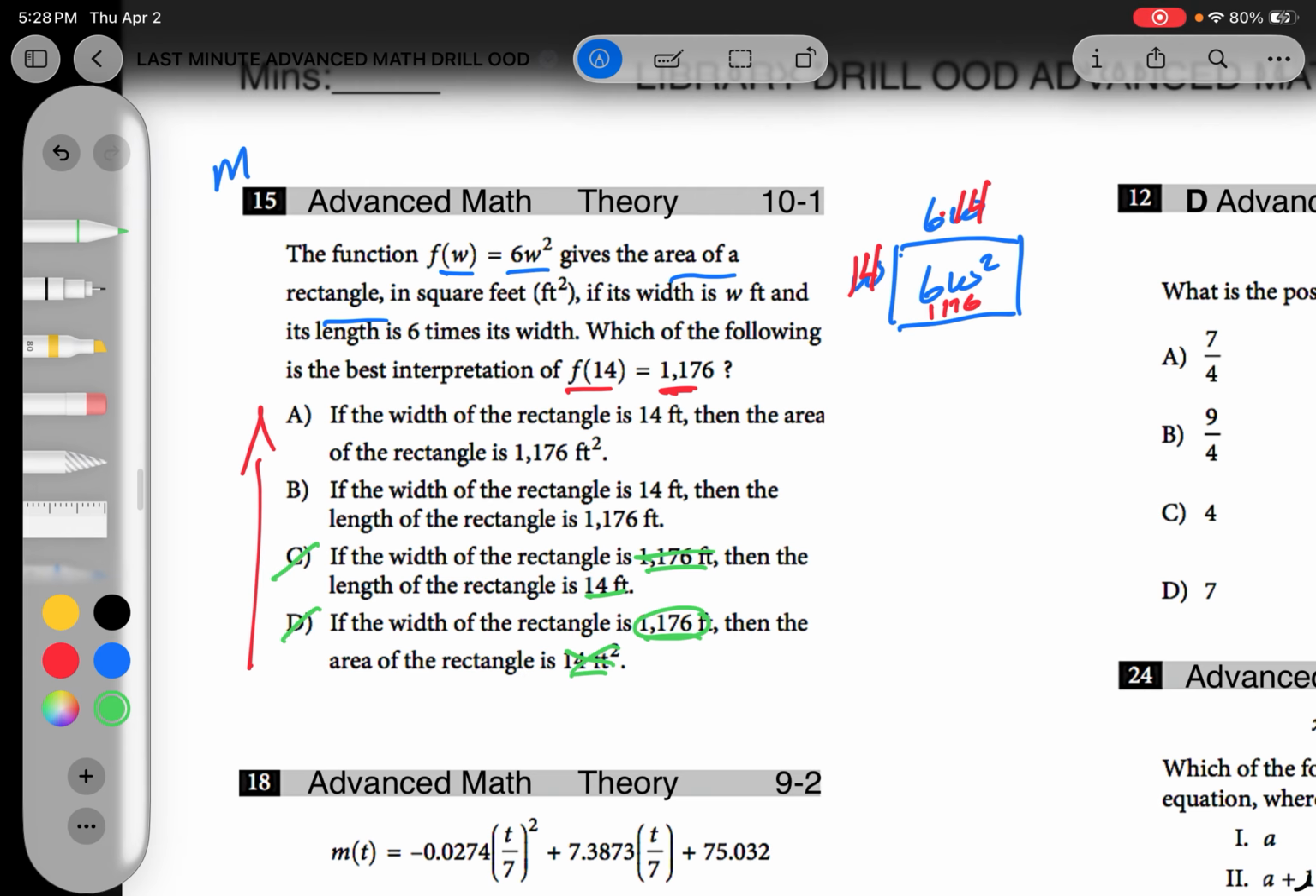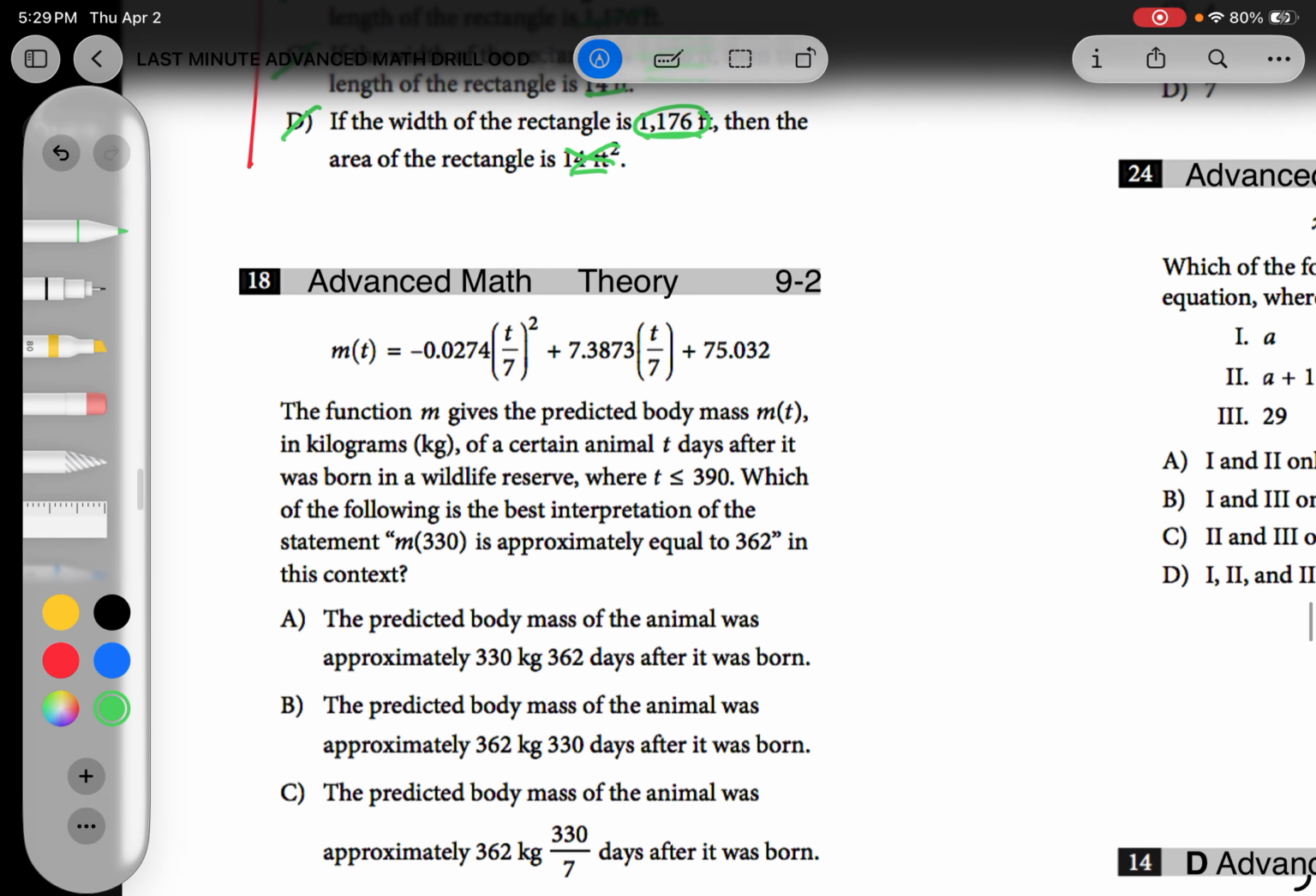Now B, if the width of the rectangle is 14 feet, okay, then the length of the rectangle is 1176. No, the area is 1176. If the length was 1176 times 14, it would certainly be bigger than 1176. So B is out. The best answer has to be A as in Apple Jacks. If the width of the rectangle is 14 feet, then the area of the rectangle is 1176. Yes, that is the best answer. What would be the length? It would be 6 times 14, which is 84. That's what a lot of students would be looking for, but we don't have to.